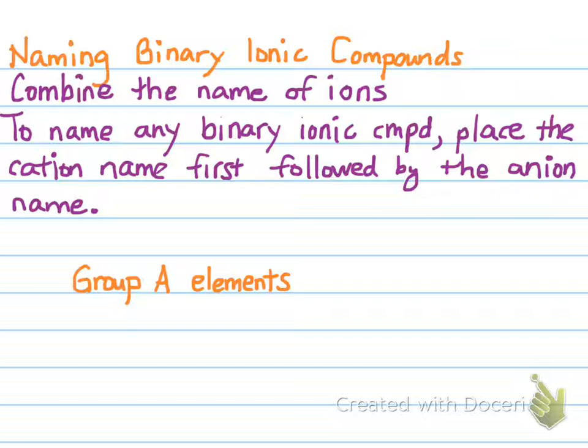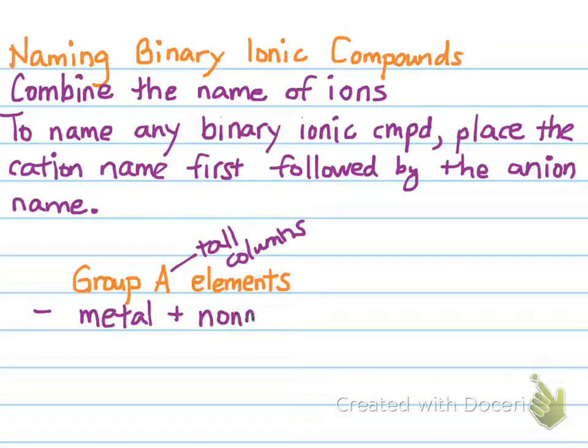So group B elements, remember again we're talking about our tall columns. Remember for the tall columns on our periodic table, to name cations, positively charged ions, it's just the element name plus the word ion. To name group A nonmetals, so negatively charged ions, remember we took our element name, it lost its ending, and it got an "-ide". So basically, to name a group A element binary compound, it's going to be the metal plus the nonmetal ending in "-ide".